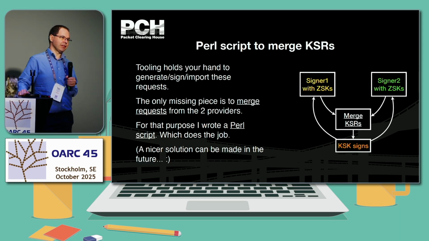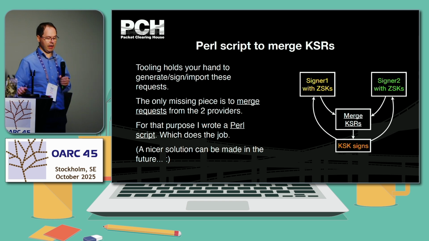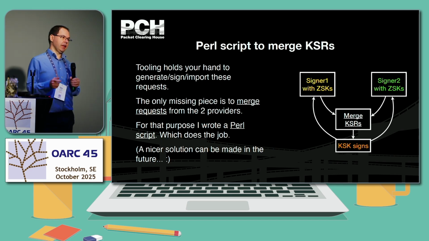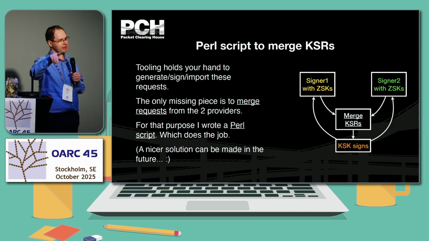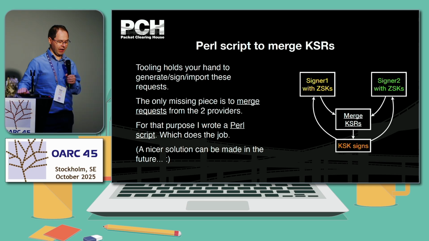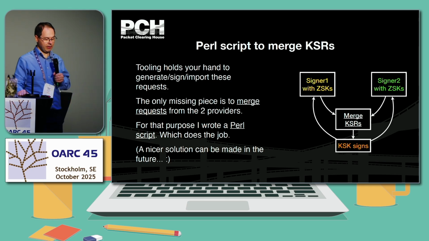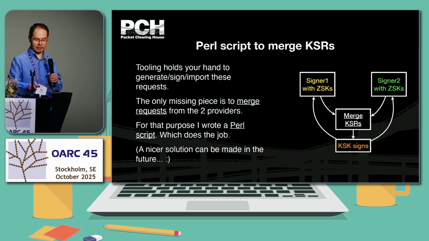There is tooling in the DNS software to basically hold your hand, and the only missing piece is that we are not talking about one signer, we are talking about multiple signers. So we basically need to merge these requests together. And I made a Perl script which does the job. And this is something which we used.